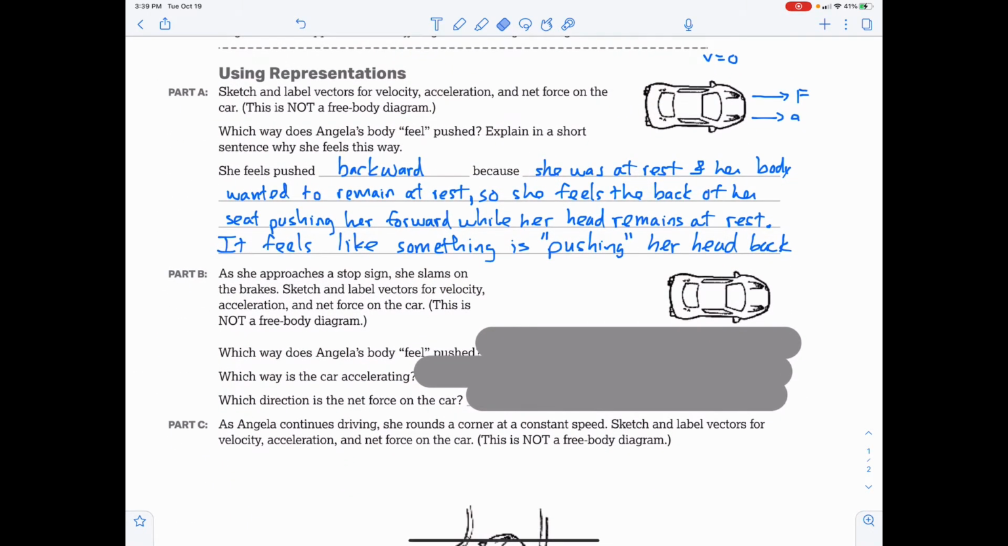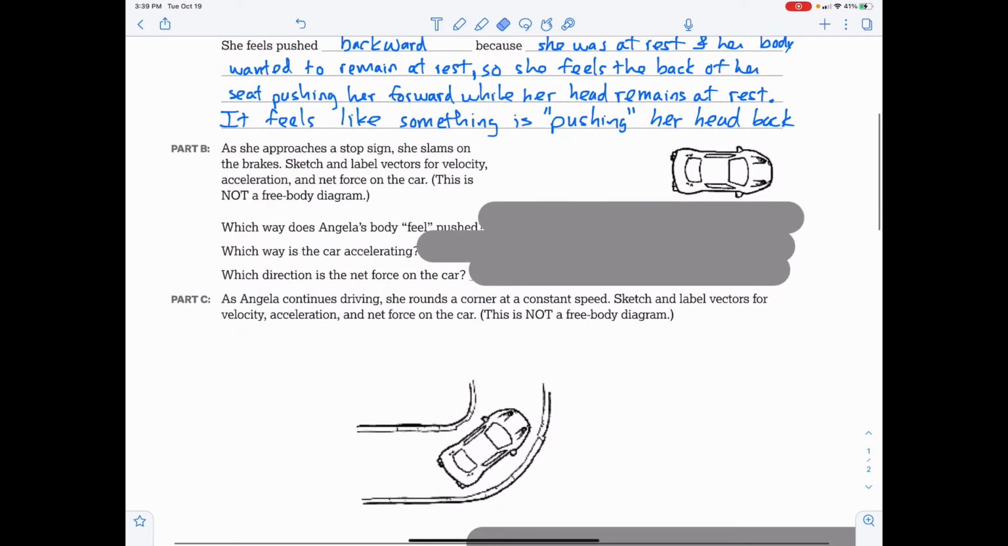Part B, as she approaches a stop sign, she slams on the brakes. Sketch and label the velocity vectors for acceleration and net force of the car. Well, the velocity is still going forward even though you're slamming on the brakes, but when you're slowing down, the acceleration opposes velocity and is now going backward, and net force always goes the same way you accelerate, so net force is also going backward.